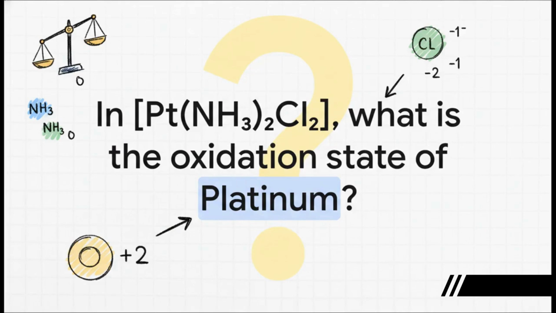So let's do one right now. Pause and figure this out. The whole complex is neutral, so it all has to add up to 0. Ammine is neutral, so that's 0. Each chloro is -1, and there are 2 of them, so that's -2. For the whole thing to be 0, the platinum has to be +2. So we write platinum(II).